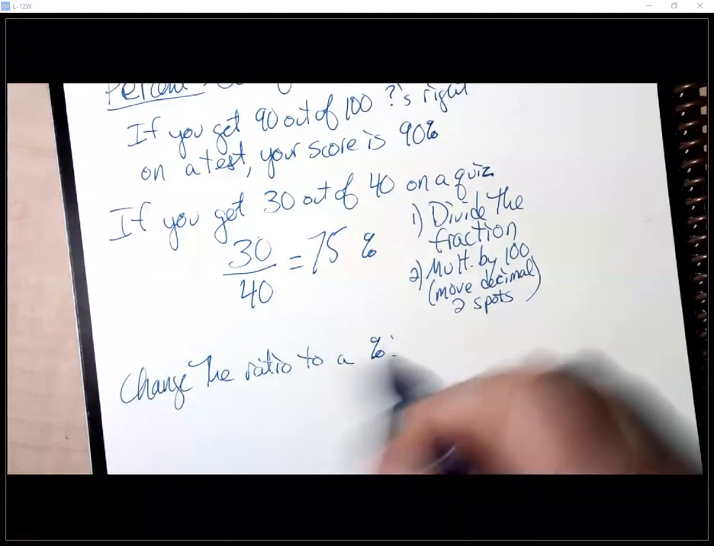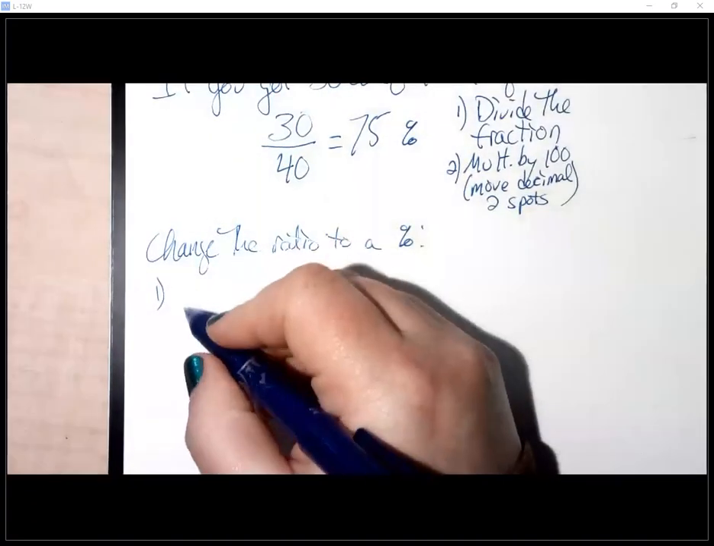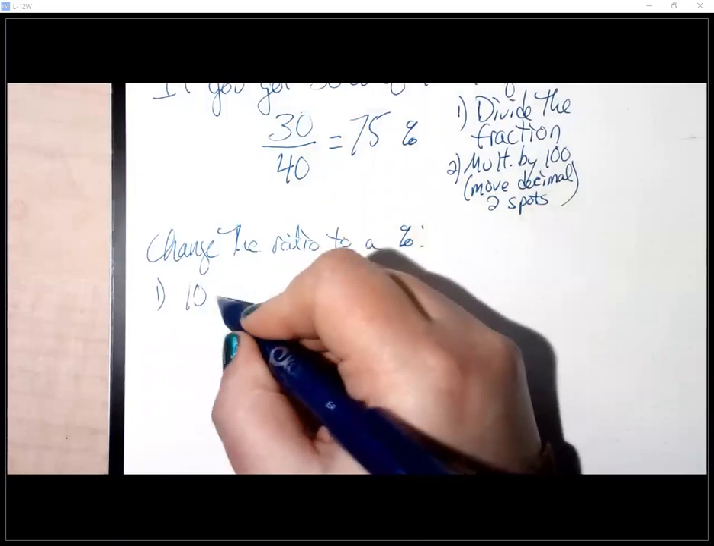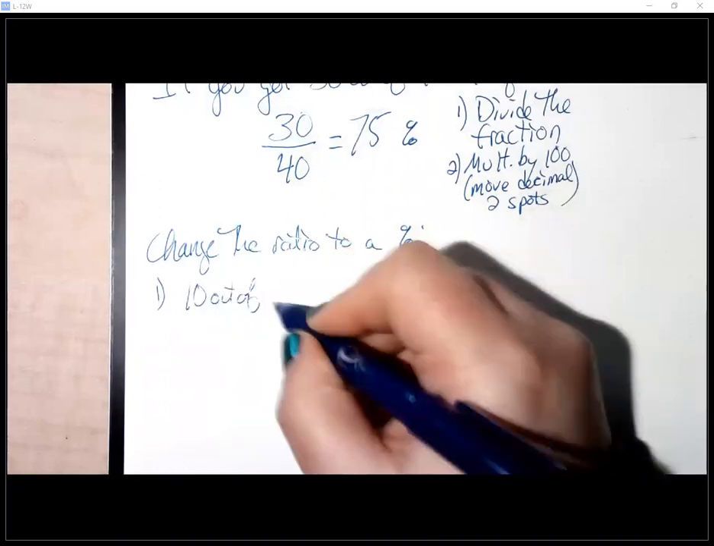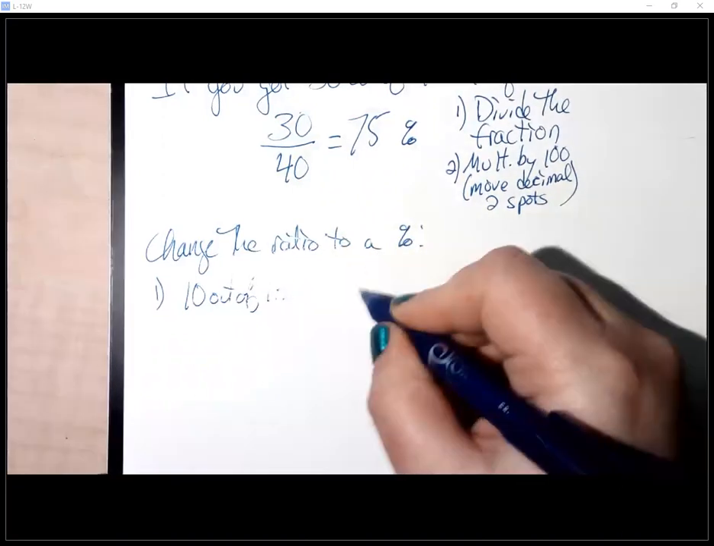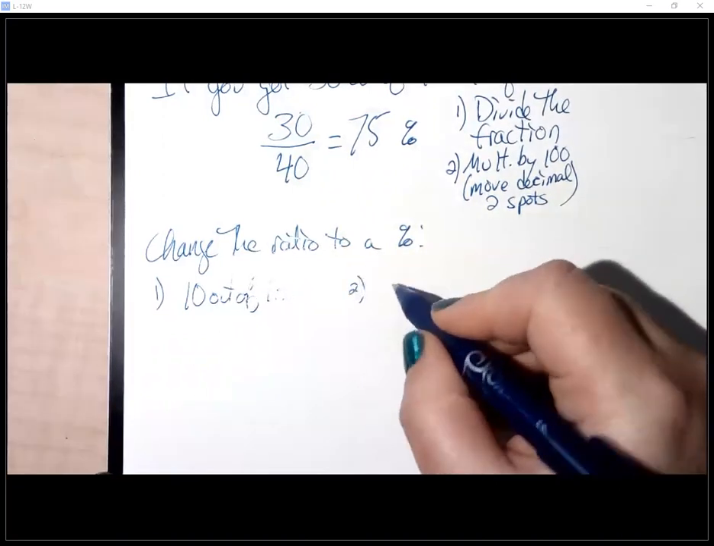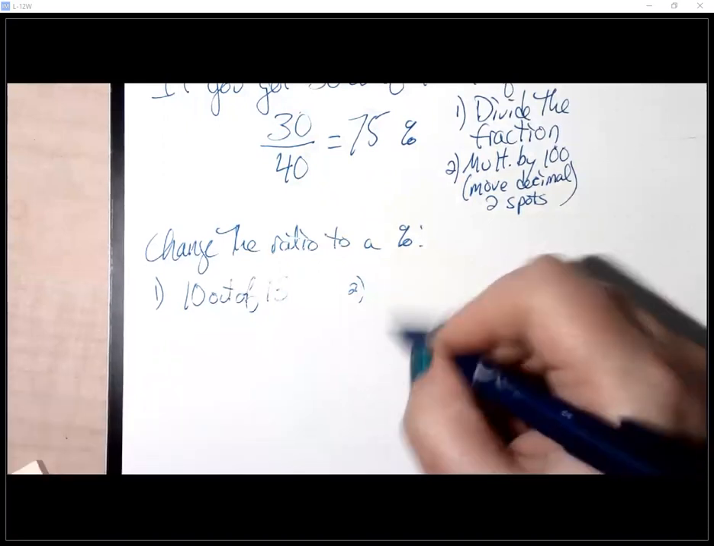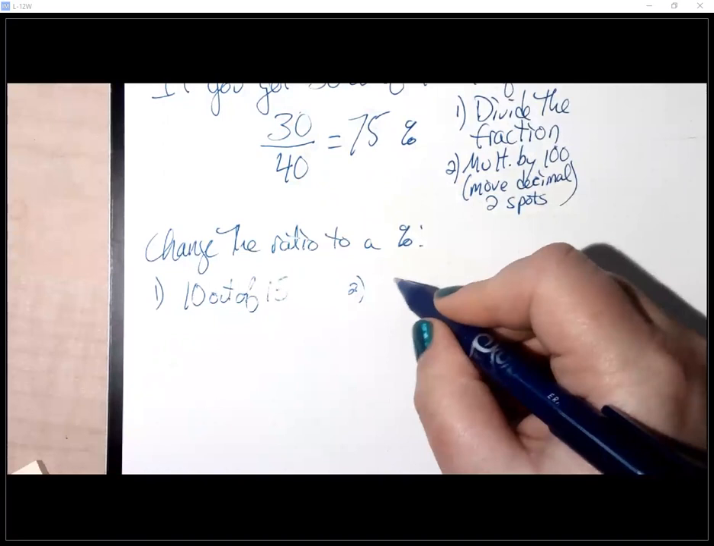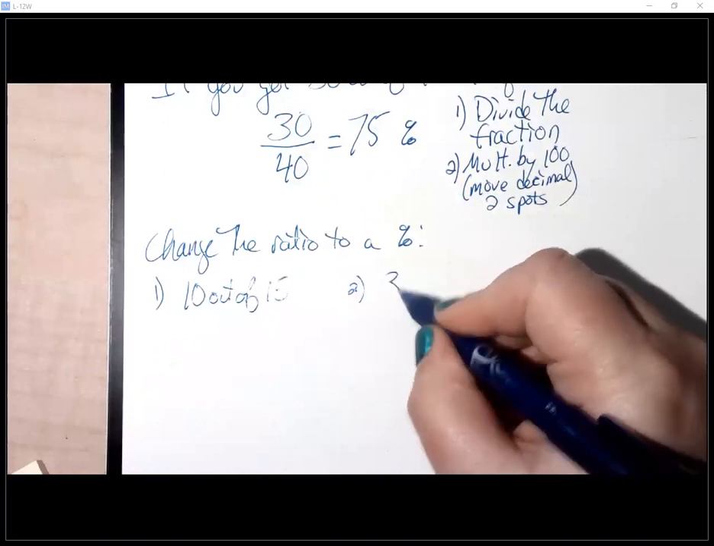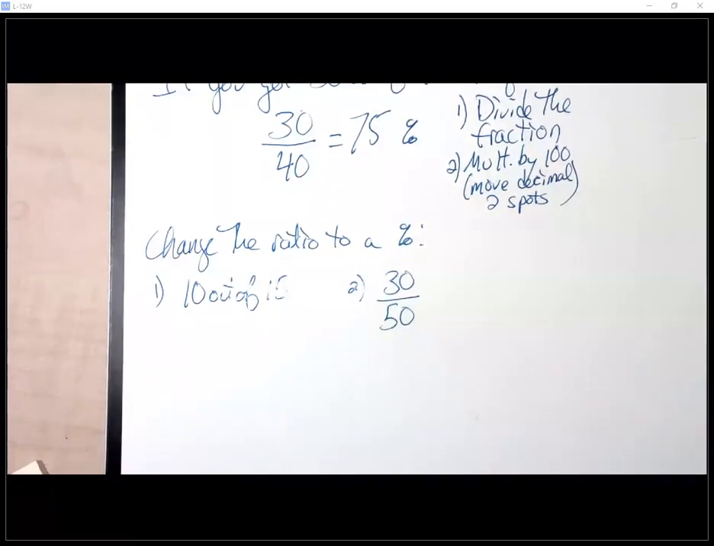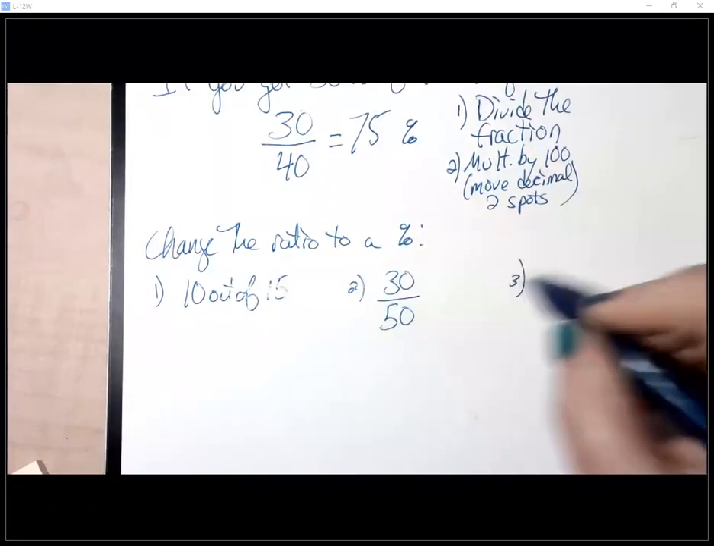All right, so let me give you a couple different ones. Let's do, how about 10 out of 15. Sometimes it might be given to you like this, or sometimes it might be given as a fraction. Let's do something like, say you got 30 out of 50. And let's do one more. What if you got, let's do a big one.